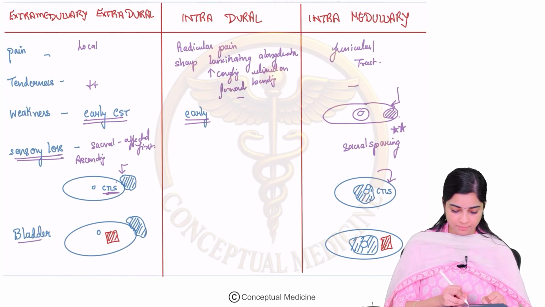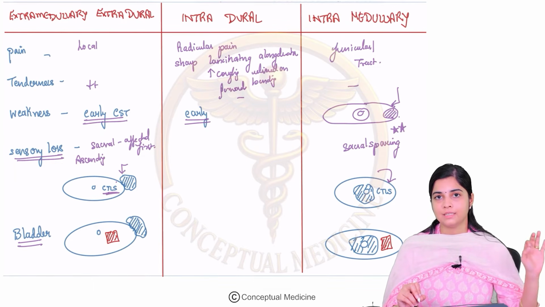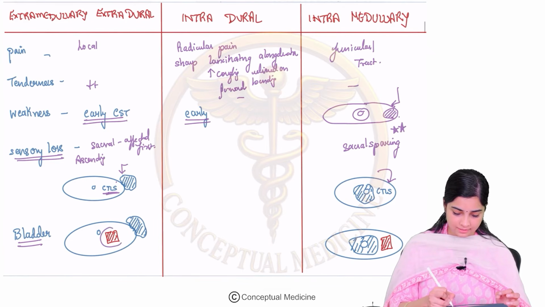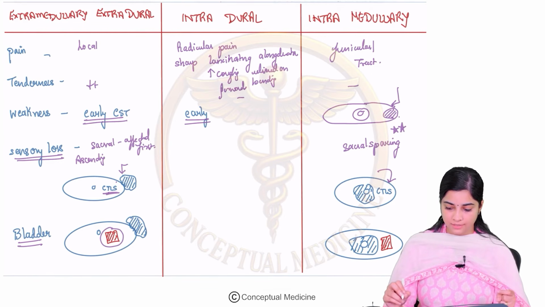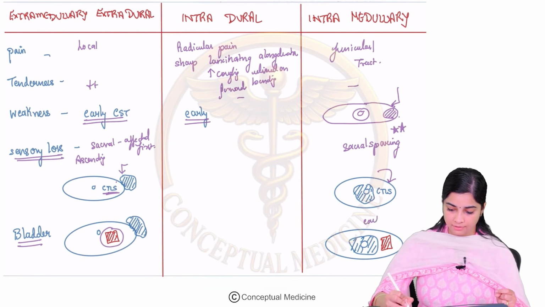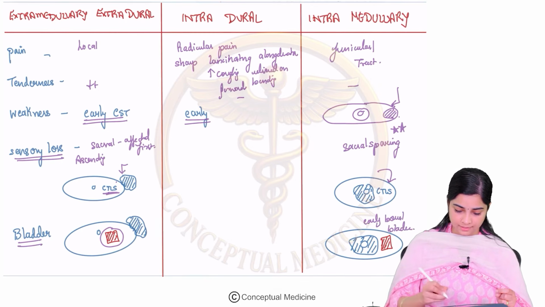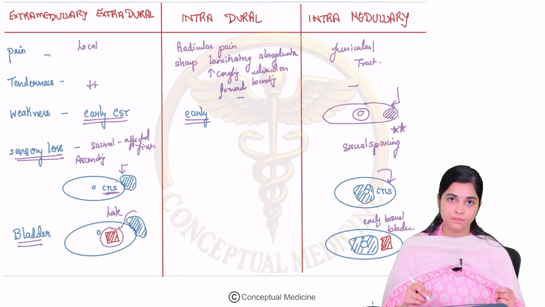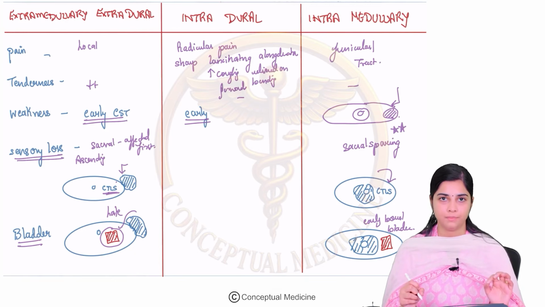Okay, then what about the bladder involvement? I told you, do not confuse yourself with the sacral sensations versus your bladder involvement. Okay, so the bladder sensations are present more near the intramedullary lesions, right? So intramedullary lesions will have early bowel and bladder involvement, but here it will be late because by the time it reaches here, it takes time, right? So late bowel and bladder in your extramedullary, extradural, and in intramedullary lesions, early bowel and bladder.